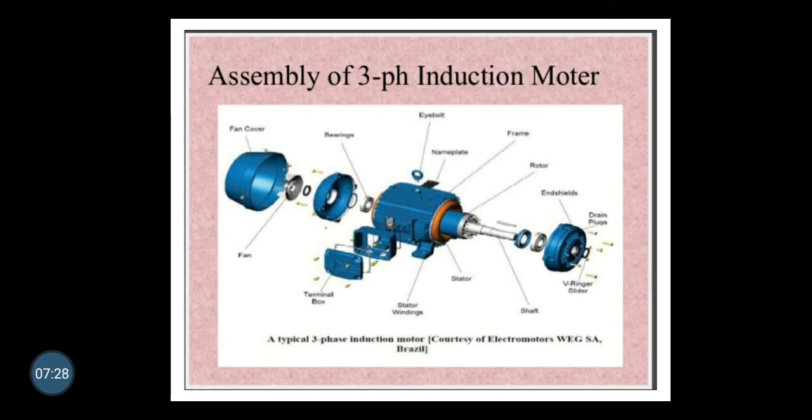In case of slip ring induction motor, there are slip rings placed, and there are end shields shown in the picture, and also there is a V ring slider. This is the assembly of three-phase induction motor.